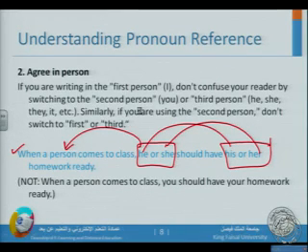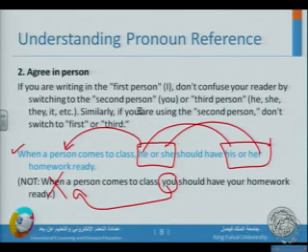لاحظوا, لكن في بعض الجمل بعض الطلاب they may get confused. بيرتبكوا. كيف؟ بيعملوا كالتالي. When a person comes to class, you should have your homework ready. طيب you هذه refers to what? refers to whom? لمن ترجع؟ إذن الجملة خاطئة. you ما ترجع لperson. It should be he or she. And that's why this sentence is incorrect. هذه الجملة مغلوطة.